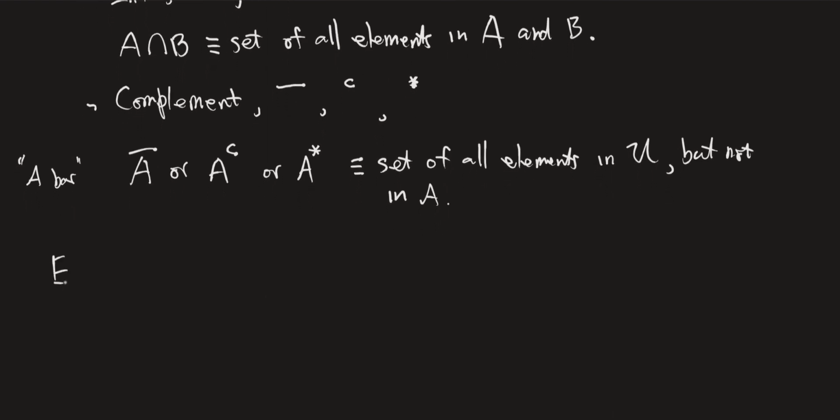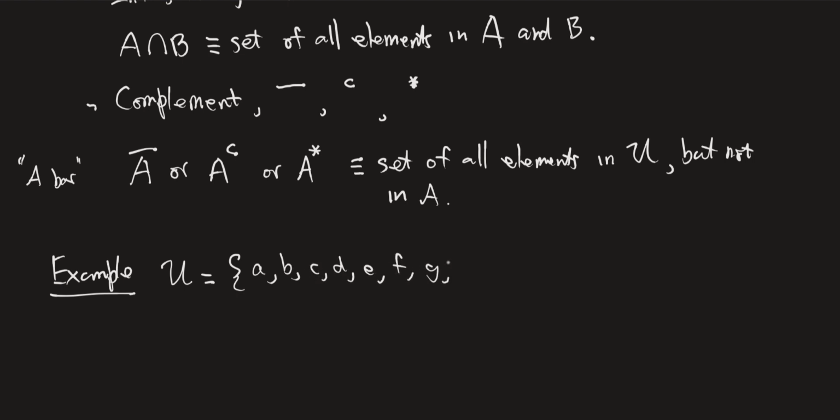So let's do an example. Now, when you're given a question involving sets and you're asked to do operations, for the question to be well defined, in other words, for the question to be well posed, a universe has to be defined. So here's our universal set. I'm just going to use sets of letters. So A, B, C, D, E, F, G, and H. So this is our universal set.